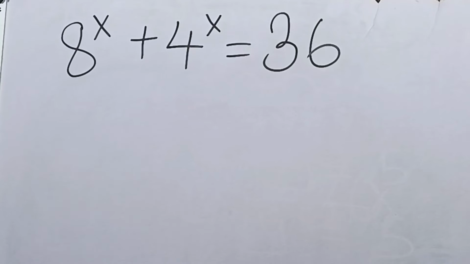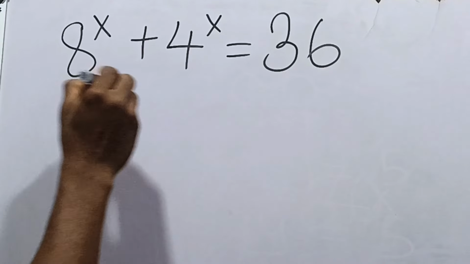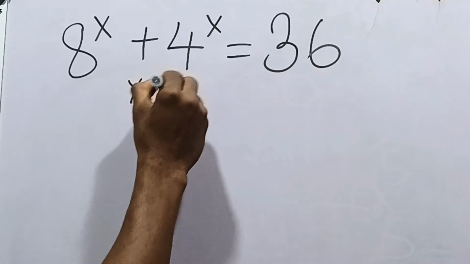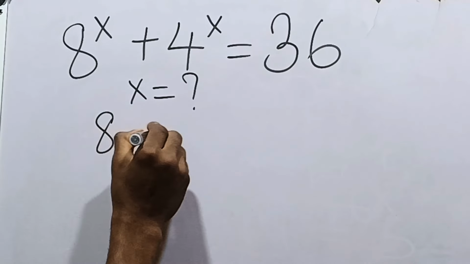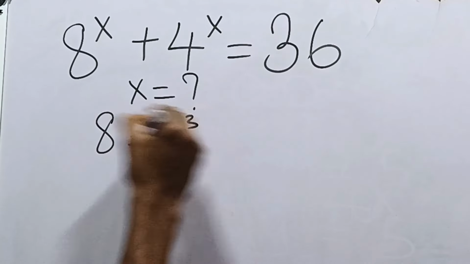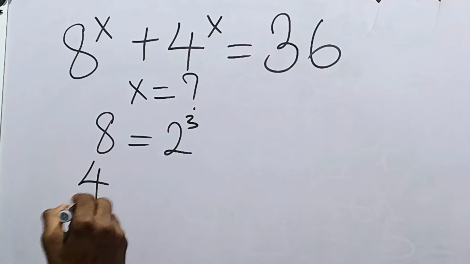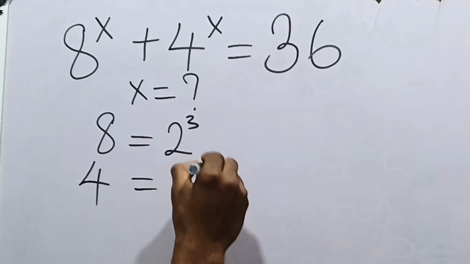Let's solve this together. It says 8 raised to the power x plus 4 raised to the power x is equal to 36. We're required to solve for the value or values of x in this equation. Now the first thing we can do here is to say that 8 is equal to 2 cubed and 4 is equal to 2 squared.